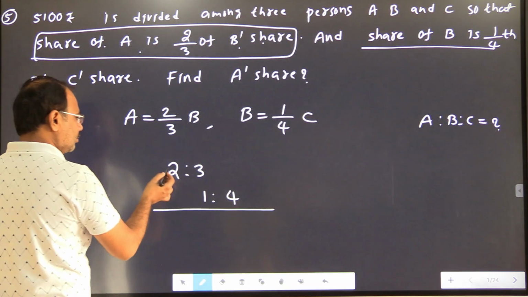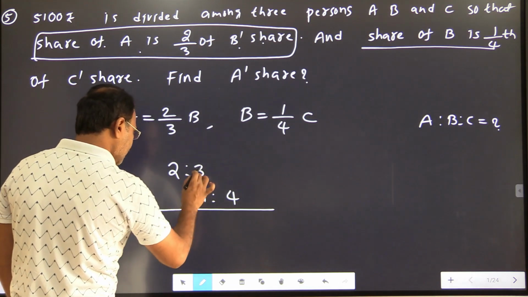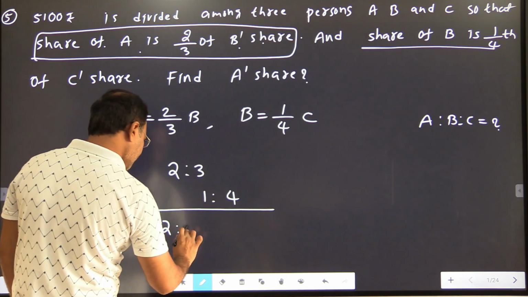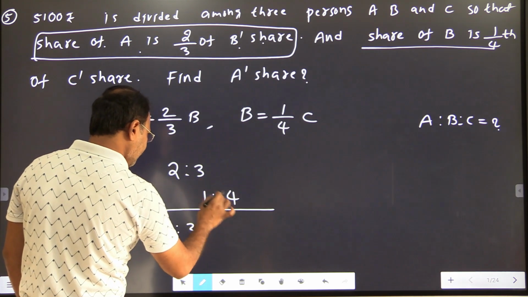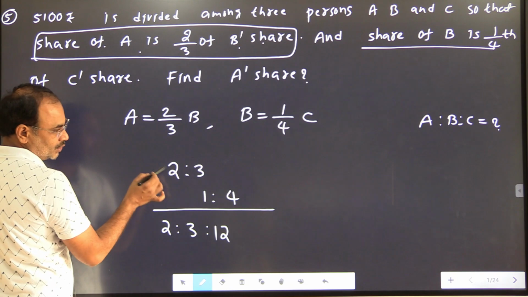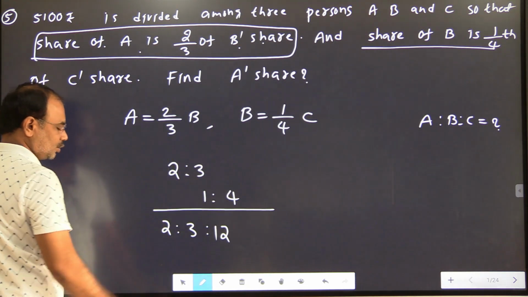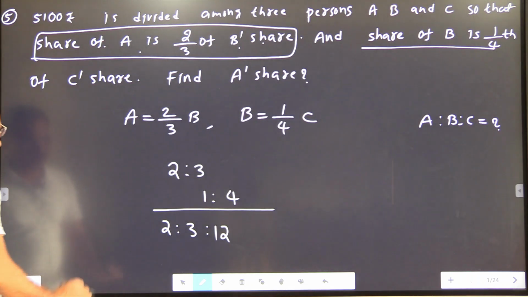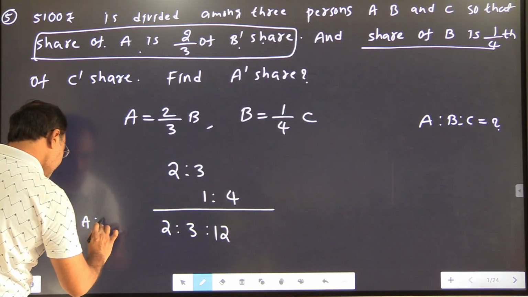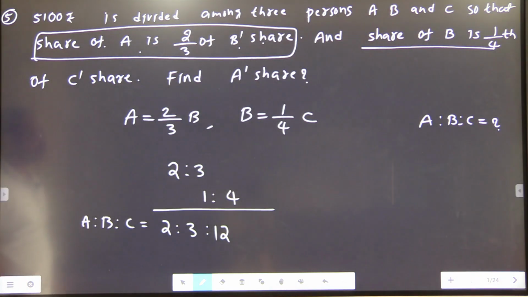So what is the first term? 2 into 1, working rule 1. 2 into 1 is 2, and the second one 3 into 1 is 3, and the next one 3 into 4 is 12. So once again, 2 into 1 is 2, 3 into 1 is 3, 3 into 4 is 12. So this is the ratio among the shares of A, B and C. A is to B is to C is equal to 2:3:12.